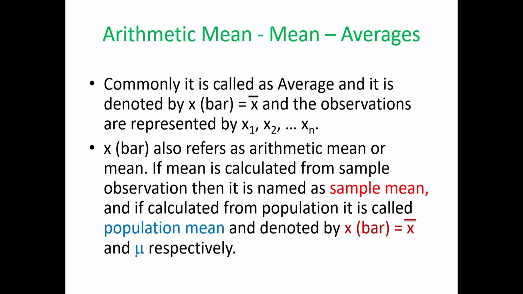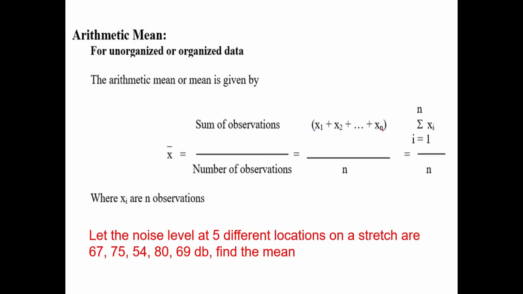And if you are calculating the mean on the basis of the population, we know the difference between sample and population, we did it at the time of the survey. At that time, it is called the population mean if we are calculating for each and every value of the data, and it is denoted by mu. Now, the formula for unorganized or organized data is very simple: sum of observations divided by the number of observations. Sum of xi, i going from 1 to n, divided by n.